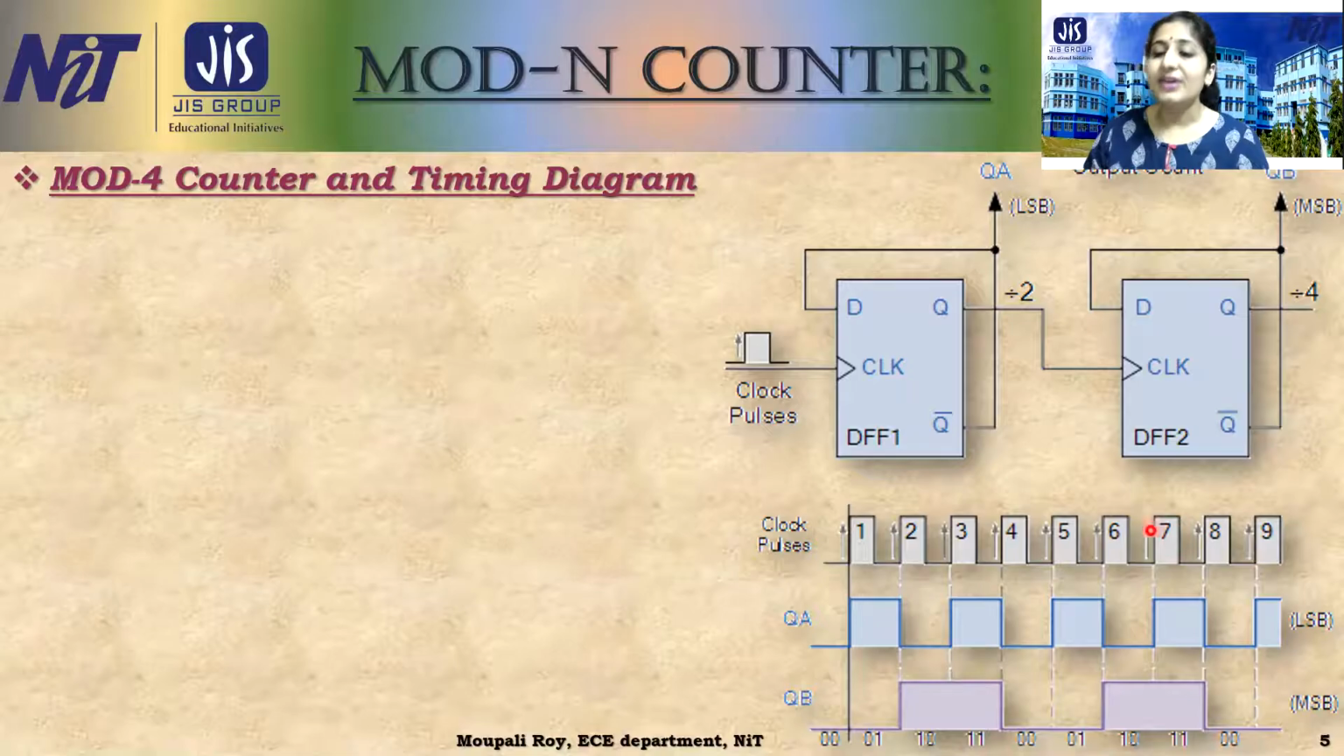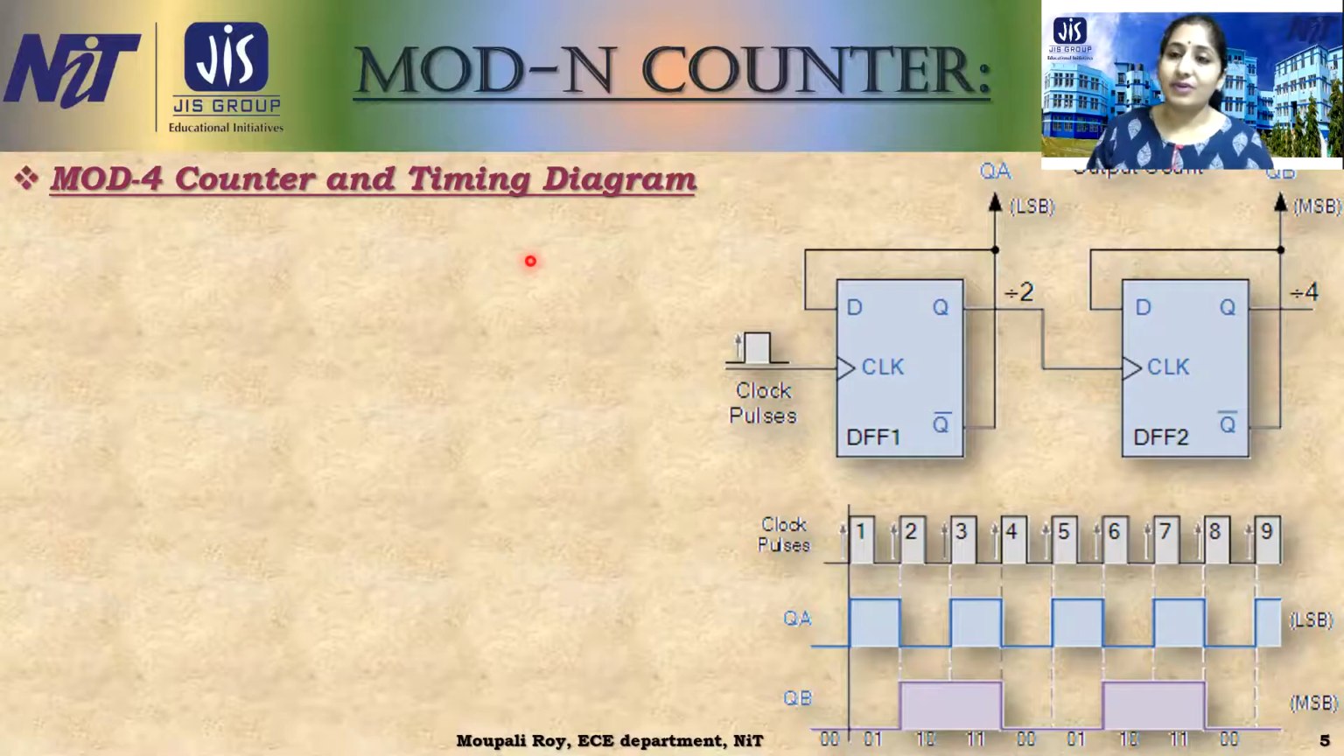So in that way we are getting, this is our MSB, this is our LSB. So in that way, mod 4, we are getting 4 outputs: 0 0, 0 1, 1 0, 1 1. That means we are getting a mod 4 counter from this one.